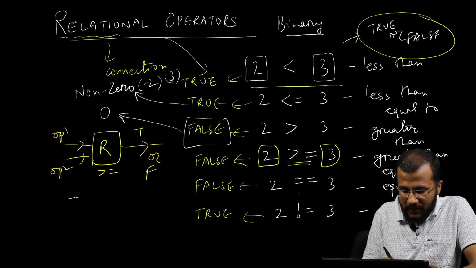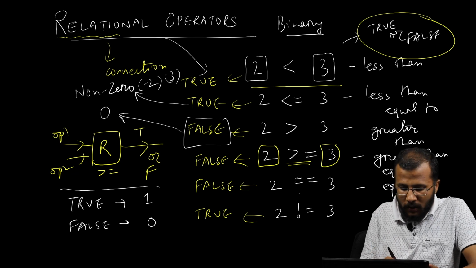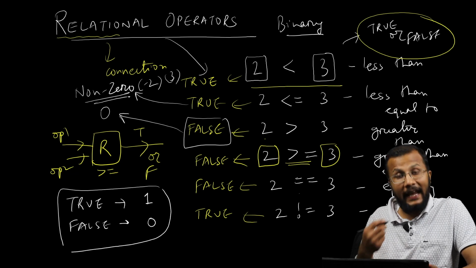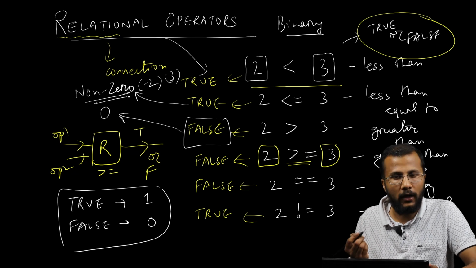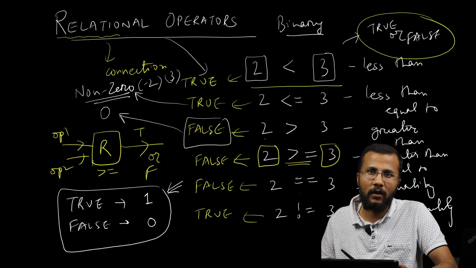In most of the compilers, true would be represented by the integer number 1 and false would be represented by the integer number 0. But please note down that any non-zero value can also be treated as true. Okay, but most of the compilers will follow this notion that true is 1 and false is 0.